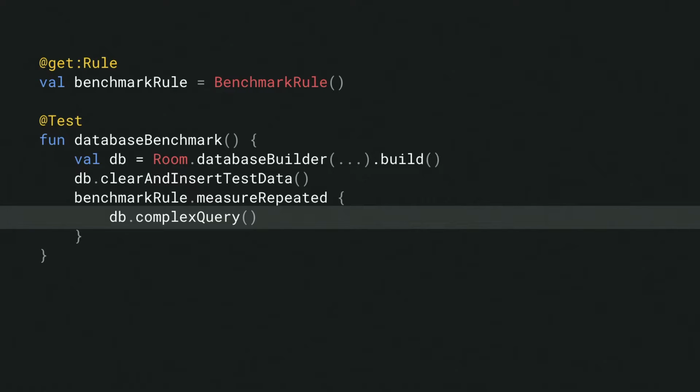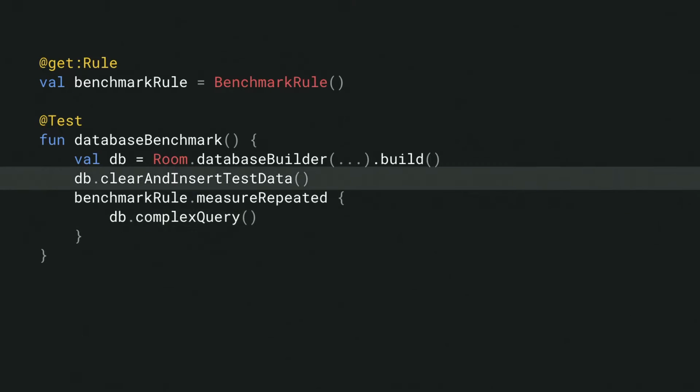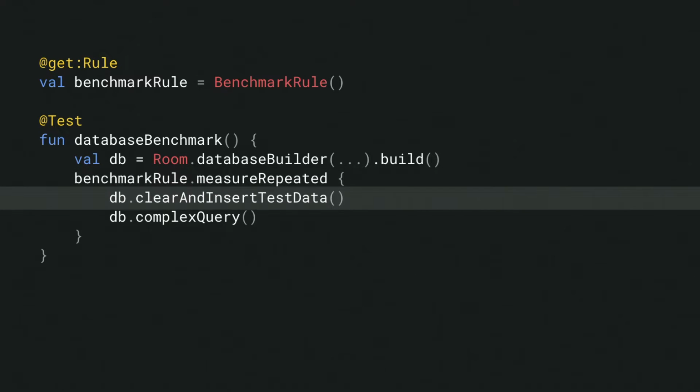But there's an issue here. Depending on your database implementation, your query could be cached, right? If we know that the query results won't be changed, shouldn't we just save that result and use that in the future instead of having to do this complex query all over again? So what we're going to have to do is take this clear and insert test data method and do it inside the loop, right? Every single time. Bust the cache so we can measure what we actually care about.